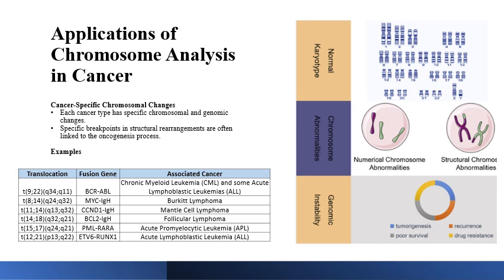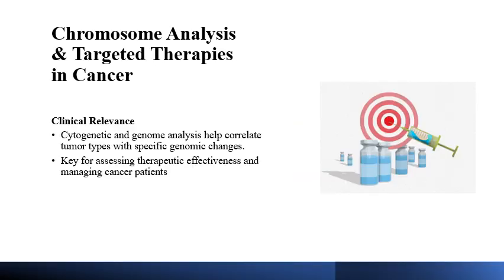Now, the table on the left actually lists specific translocations, fusion genes, and their associated cancers. And these are usually detected via karyotype or a FISH test. And this also helps us not only diagnose a specific cancer, but also select the specific drug that targets that cancer. So as I mentioned, cytogenetic and genome analysis helps us correlate tumor types with specific genomic changes. This is key for assessing the therapies which are effective and can lead to managing the cancer in patients, which I will be speaking about in the next slide.